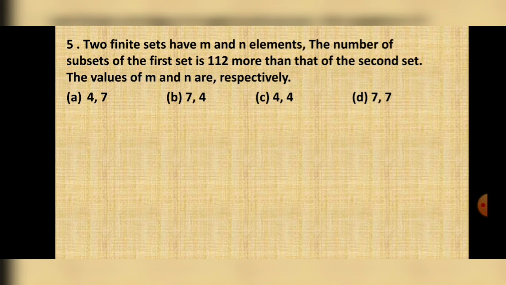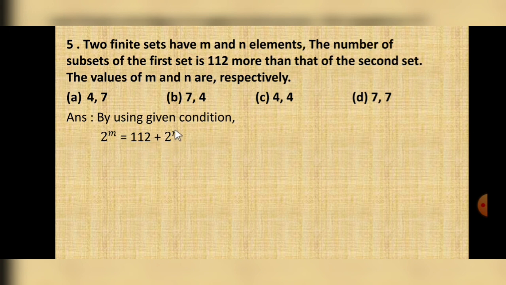So student, here 4 options are given. The first option is 4, 7, meaning m equal to 4 and n equal to 7. Option B, 7 and 4. Option C, 4 and 4. And option D, 7 and 7. So in this example, by using this given condition, we can write the number of subsets of the first set as 2 raised to m. This is equal to 112 more than the number of subsets of the second set.